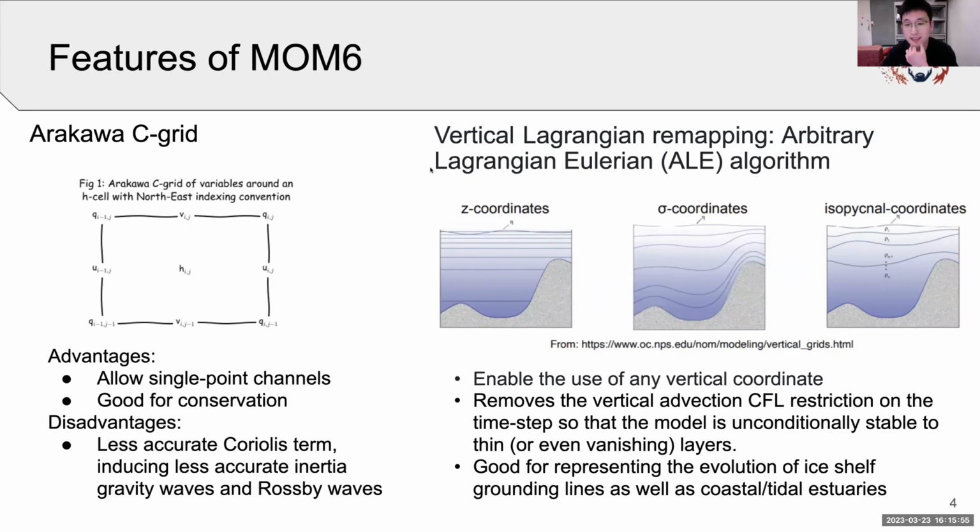MOM6 also can use any kind of vertical coordinates, like height coordinates, hybrid coordinates, or isopycnal coordinates, and it enables very thin layers in the vertical direction, which is good for resolving smaller scale processes.